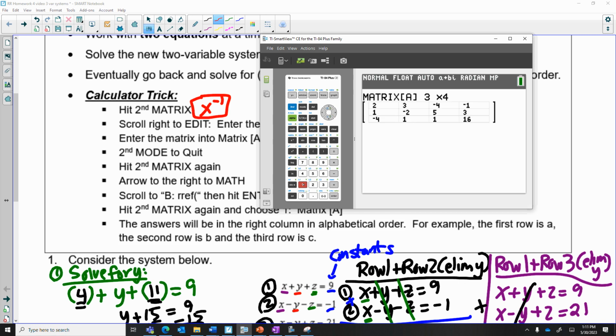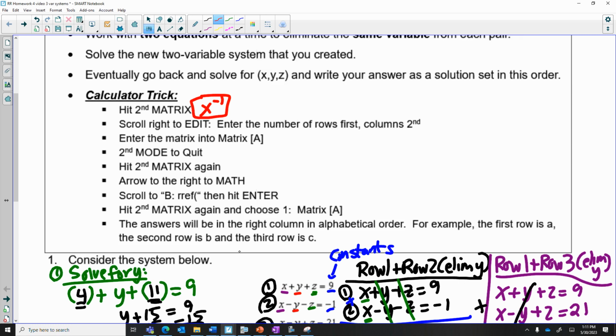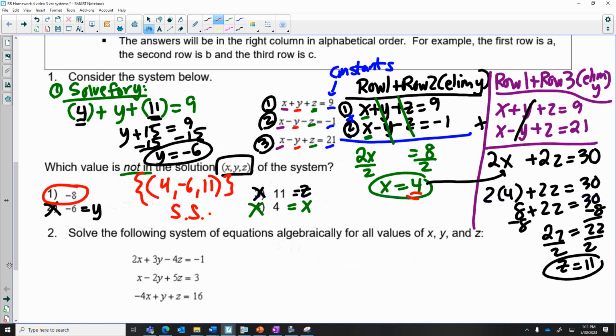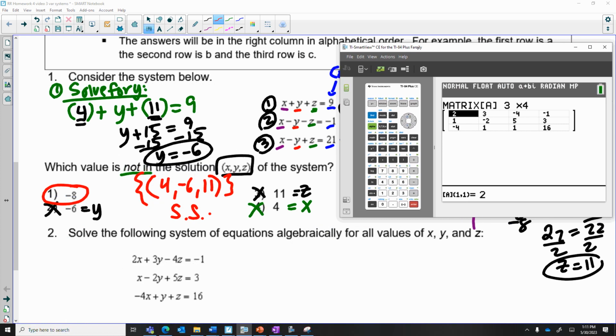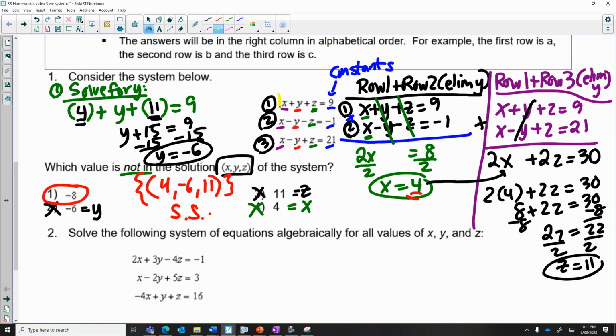Now in matrix A, we're always going to do a 3 by 4 matrix. We put in the rows first and the columns second. So there's 3 rows and 4 columns. The rows go across and the columns go up and down. What we're going to do is plug in all the information we can into matrix A for the equations. To get your coefficients, you just look at the numbers in front of your variables. So for row 1, we have 1, 1, 1, 9.